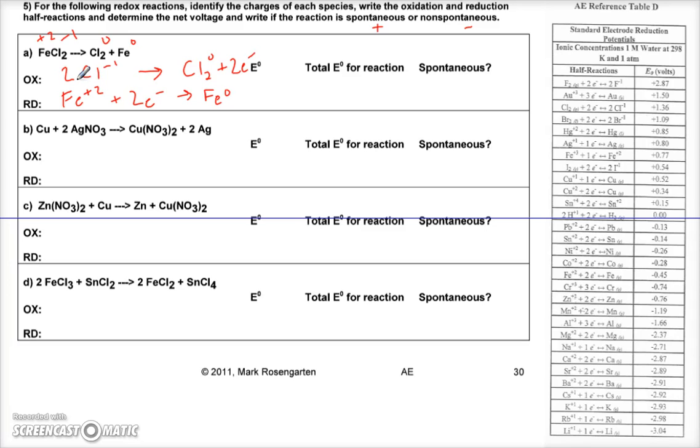Okay, so now that we've identified who's being oxidized and who's being reduced, we have to go to this new table. This is your AE reference table D. It's in your blue reference tables. Notice that this is a standard electrode reduction potentials. All of these half reactions in this list are all written as reduction because they all have electrons on the left side of the equation. Each one of these reduction half reactions has an associated voltage over here under this column labeled E sub 0. And what you will notice is that these voltages are the voltages for the reduction half reaction that is listed here.